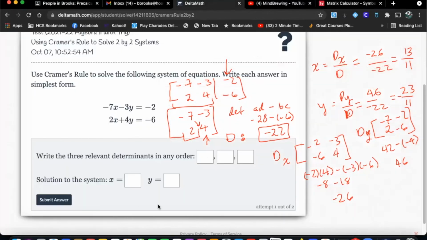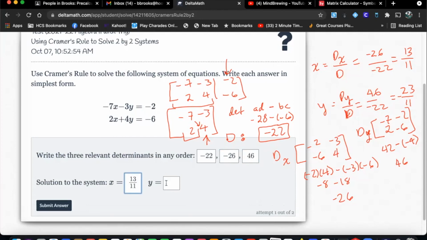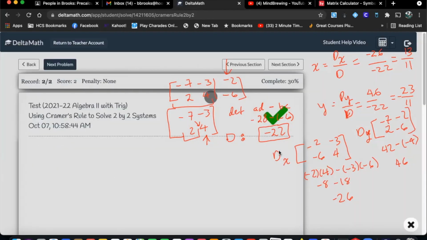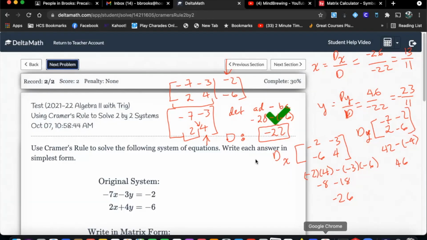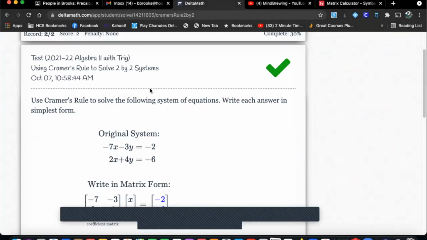So let's plug all this stuff in. D itself, the determinant, was negative 22. D in terms of X was negative 26. And the determinant in terms of Y was 46. So X is equal to 13 over 11, and Y is equal to negative 23 over 11. And yeah, we got it. Awesome. These are so good. Feels so good when you get them right. All right.